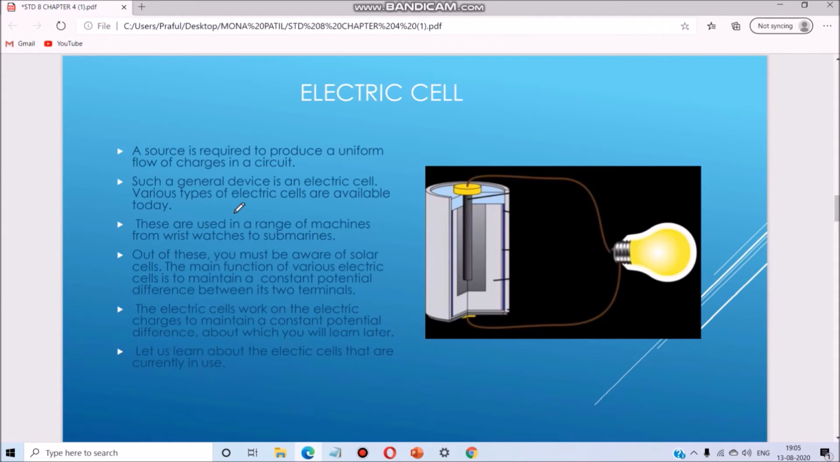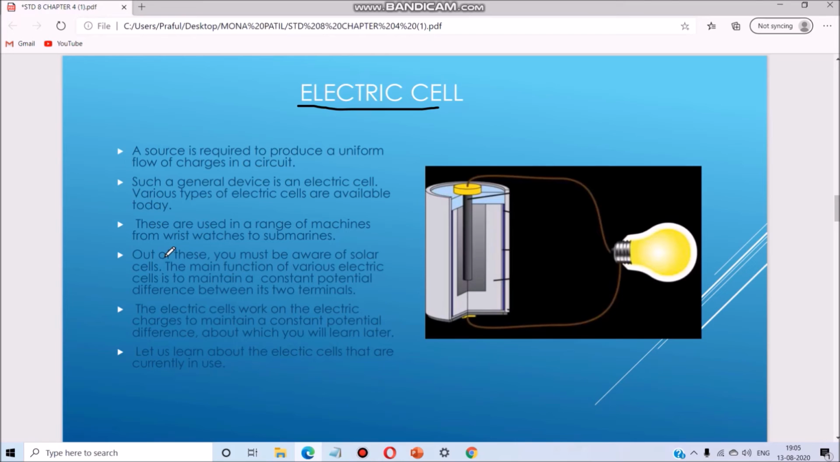Then next, electric cell. Some sources are created to produce electricity, and electric cells are one of them. A source is required to produce a uniform flow of charges in a circuit. Such a device is an electric cell. Various types of electric cells are available today. These are used in a range of machines from wristwatches to submarines. A wristwatch is a small device and a submarine is a big device, so from small devices to large devices it is required.